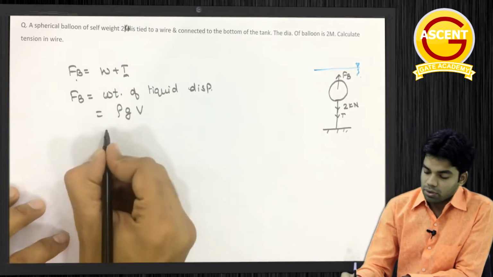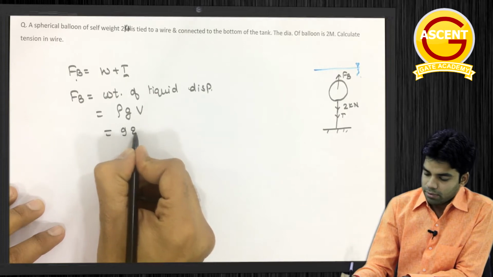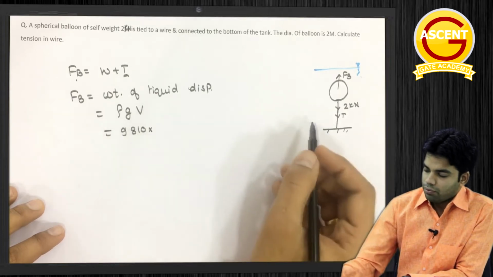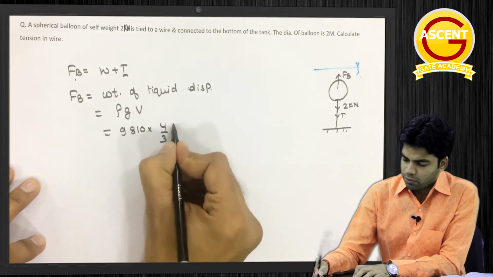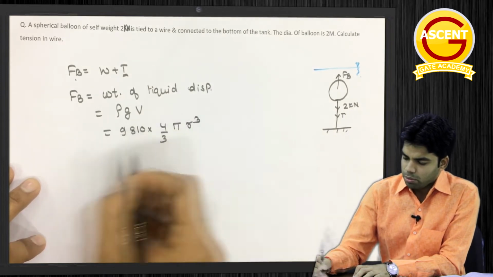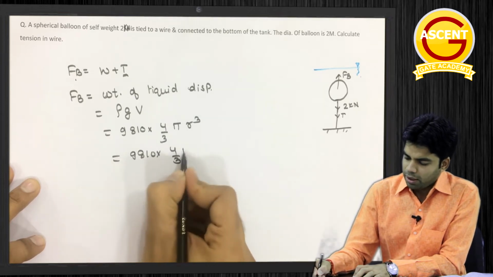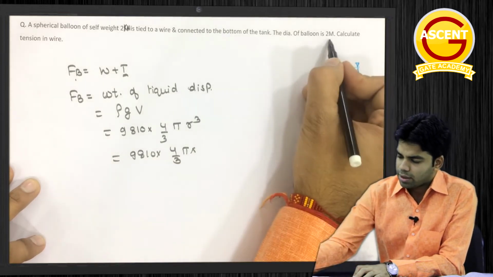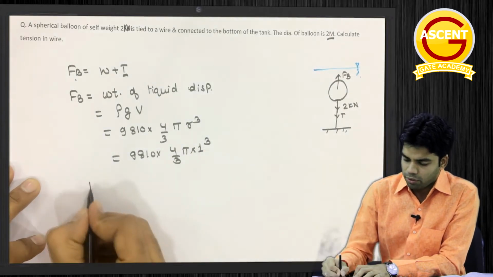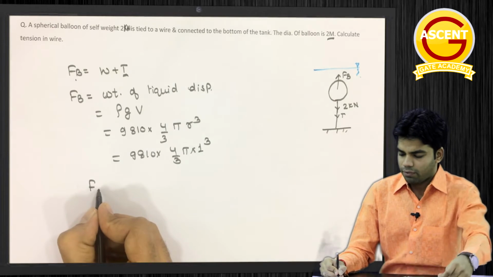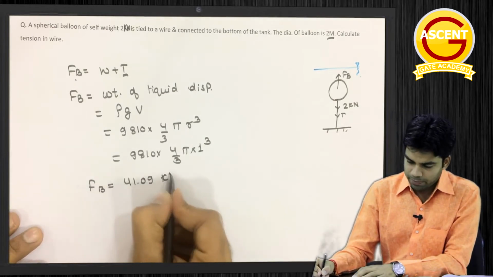Getting this? Okay, so this will be equal to rho g, meaning 9810, into V, the volume, and the volume of this sphere, as we know, is 4 by 3 pi r cube. So just put the value. This will be 9810 into 4 by 3 pi into radius. The diameter is given as 2 meter, so radius is 1 meter, 1 cube. So from here this buoyant force Fb will be equal to 41.09 kilonewton.